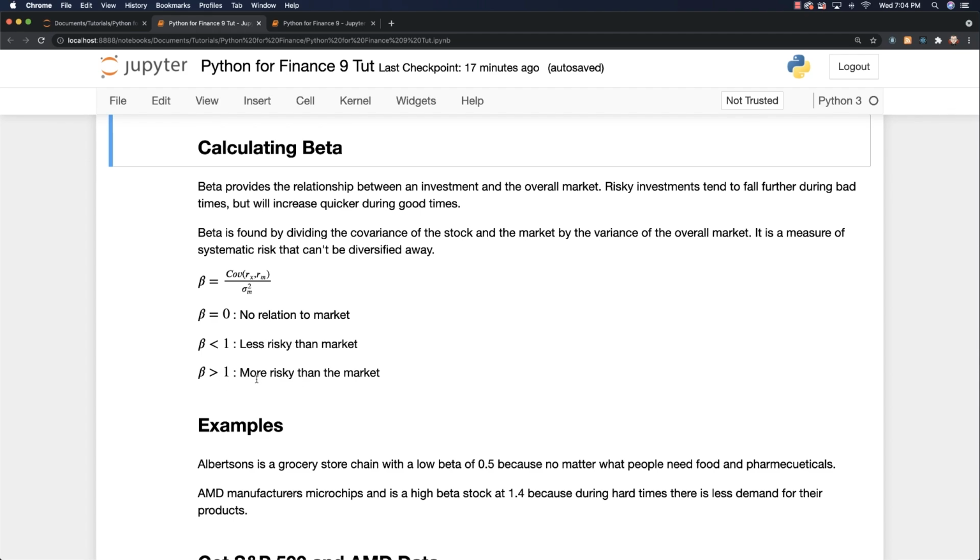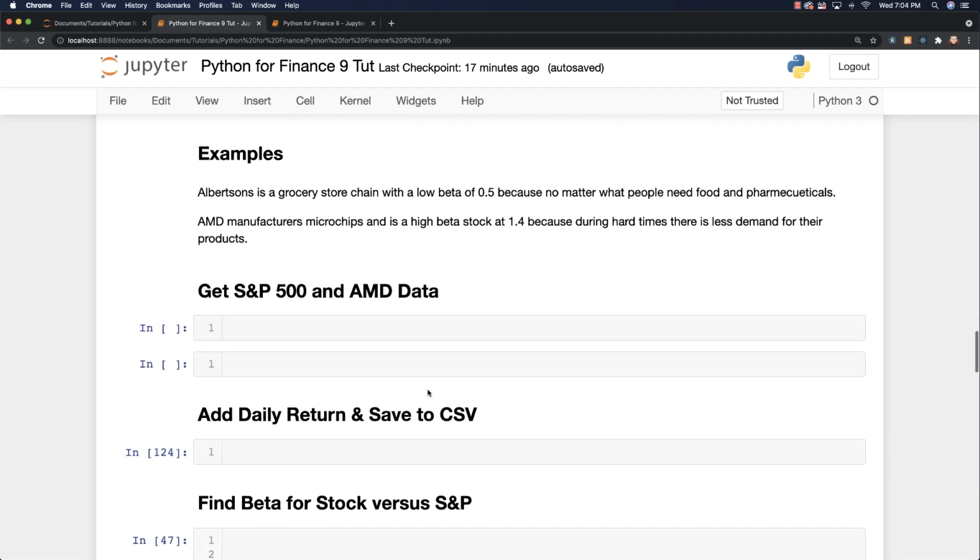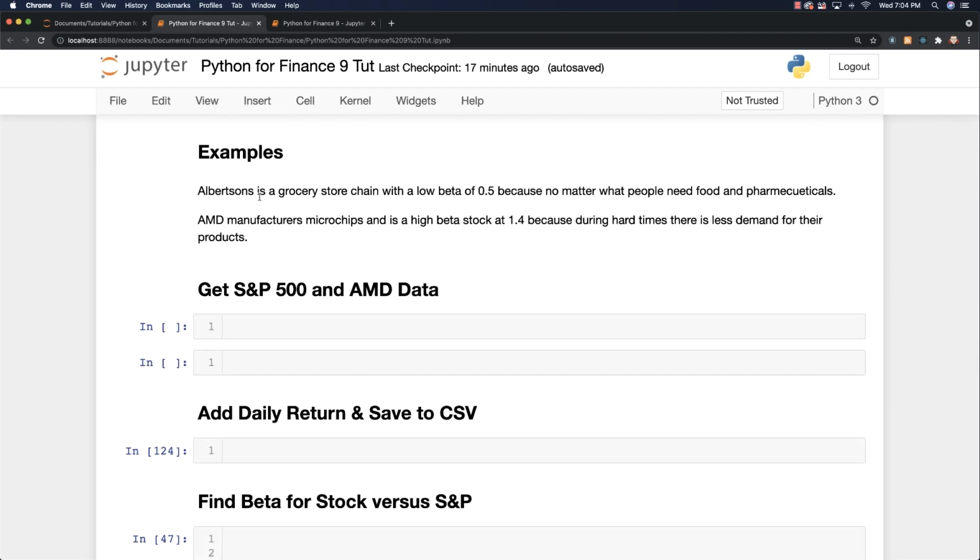And if it's greater than one, that means it's more risky than the market. Okay? And just to provide an example, Albertsons is a grocery store chain. It has what is considered a low beta of 0.5. And the reason why is it doesn't matter what the economy is doing. Albertsons tends to do the same because if the economy is bad or good, people still need to get food and pharmaceuticals. So that's why Albertsons has a low beta.